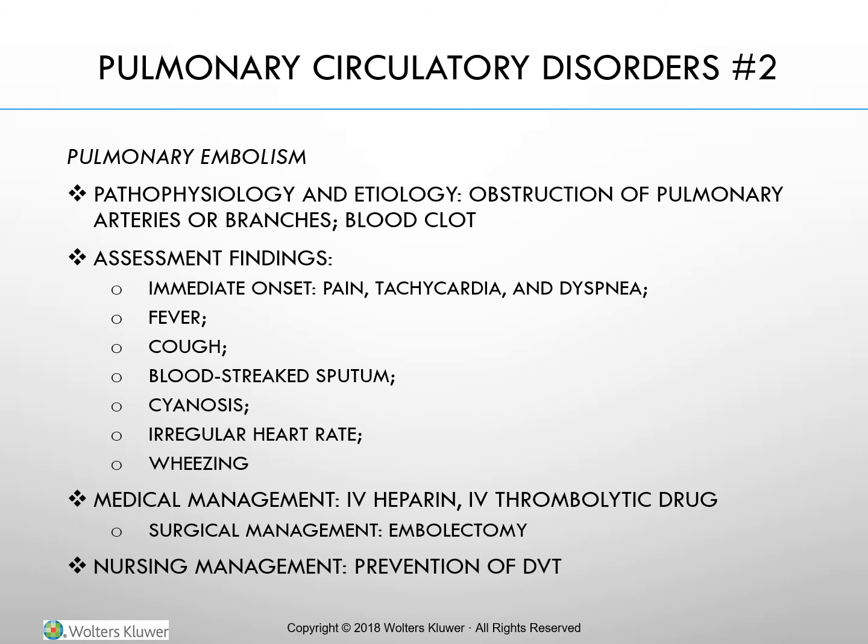Pulmonary embolism involves the obstruction of one of the pulmonary arteries or its branches. The blockage is the result of a thrombus, which is a blood clot, that forms in the venous system or right side of the heart. The majority of pulmonary emboli travel from the lower extremity veins, deep vein thrombosis, DVT, to the pulmonary arteries.